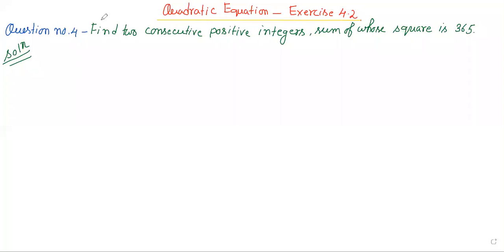So now we have to solve this question number 4 of exercise 4.2 of the chapter quadratic equation. It says: find two consecutive positive integers, sum of whose squares is 365.